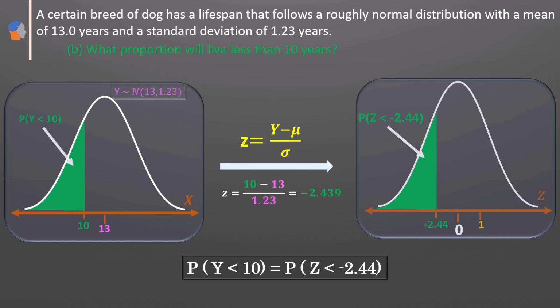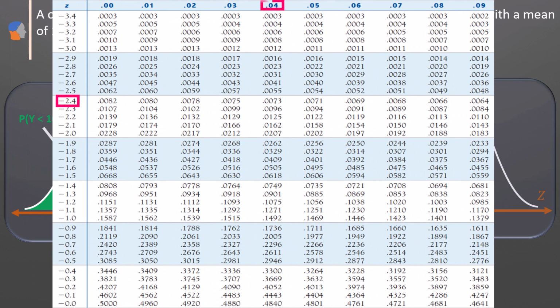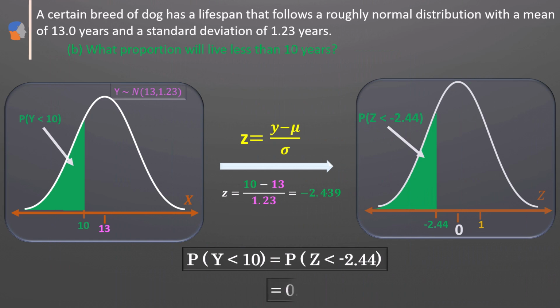You see two conditions. One is z. Yes, we have z. Then do we have the less than part? Yes, we do have the less than part. Therefore, both conditions are satisfied. Now we can directly go to the z table. It is negative 2.44. Probability is 0.0073. So this is the answer for part B.